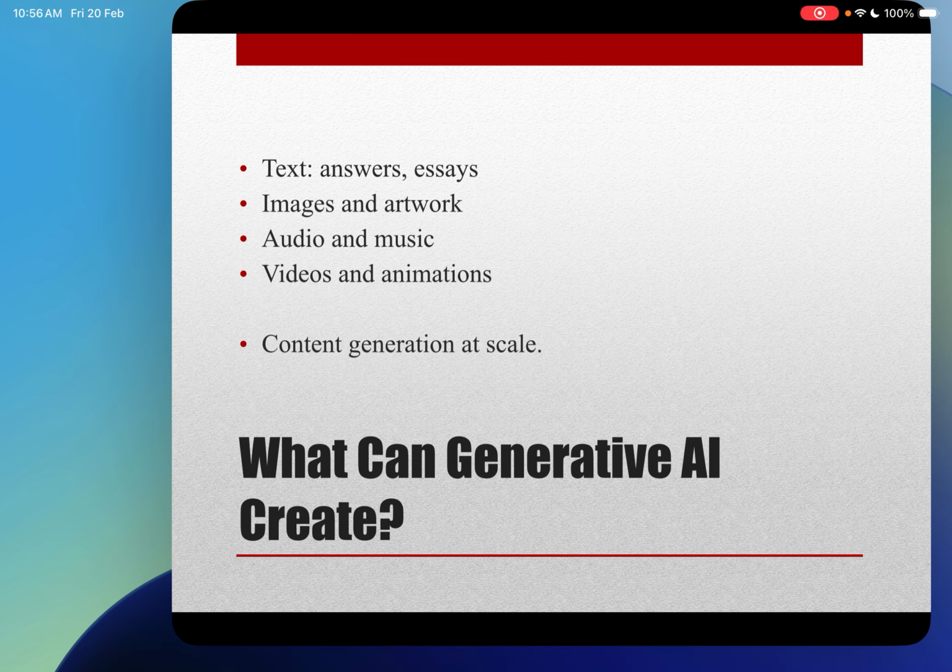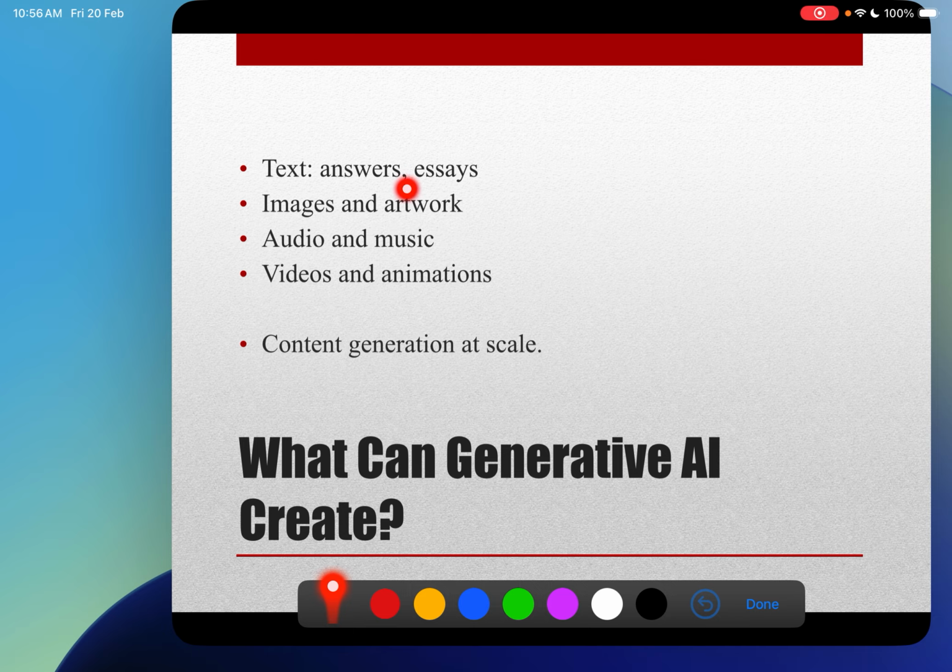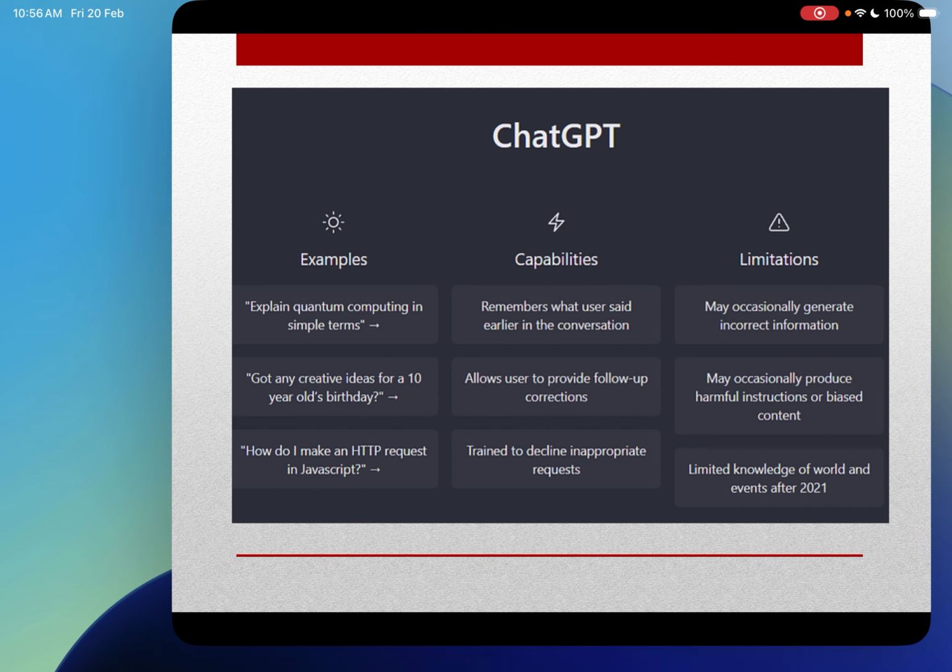Generative AI can create text such as answers to questions, essays. It can create images and artwork. It can create audio, video, and music, as well as animations. So content creation is possible by making use of generative AI.